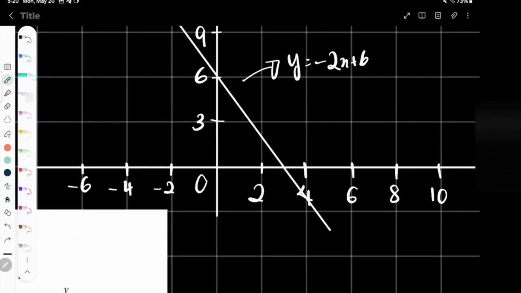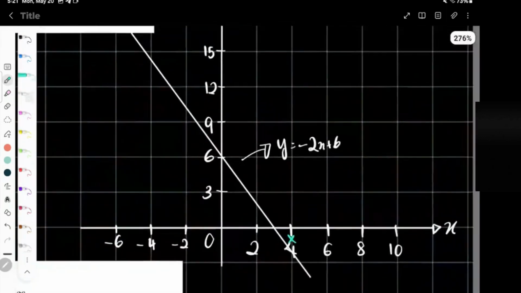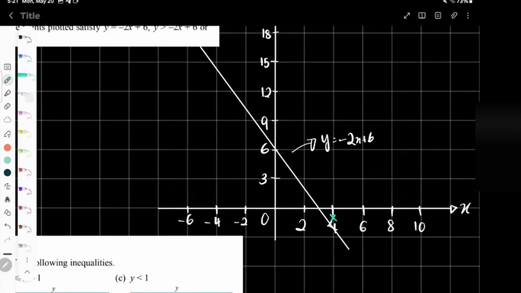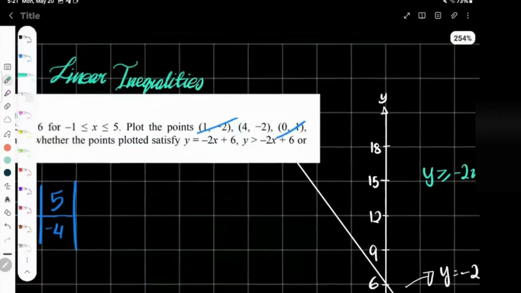Everything is messing up. Is it below the line? It's around here. No, that's 3. Sorry, above here. Okay, there you go, that is above. Where is this point located? Is it above the line or below the line? It is above the line, right? So this one is actually satisfying y is more than negative 2x plus 6. Now let's do the second one.